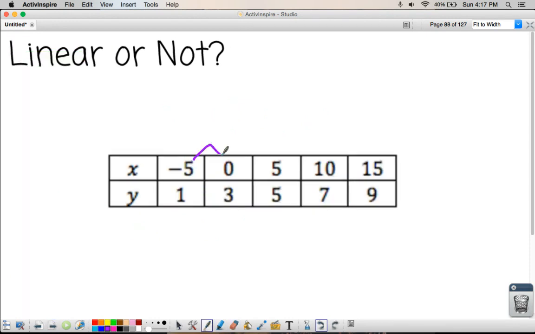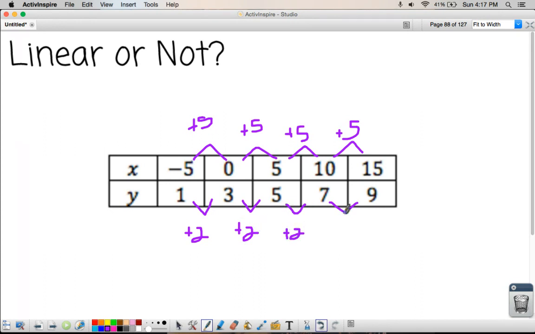If I look across the top, I'm adding 5. -5 to 0, I add 5. 0 to 5, I add 5. 5 to 10, I add 5. 10 to 15, I'm adding 5. So 1 to 3, I add 2. 3 to 5, I add 2. 5 to 7, add 2. 7 to 9, I add 2. So this one is also linear.